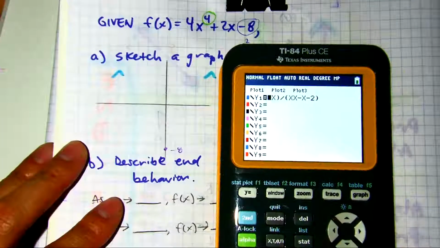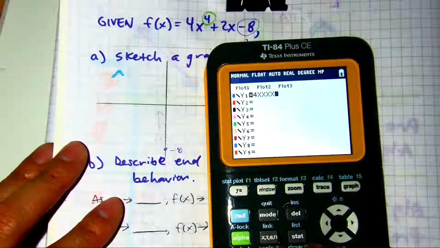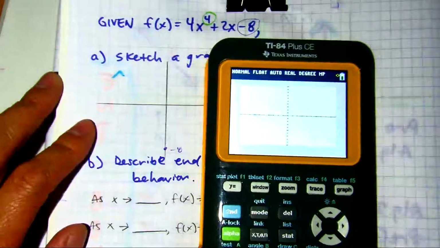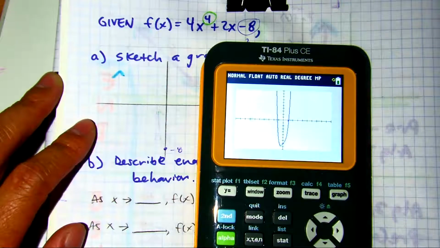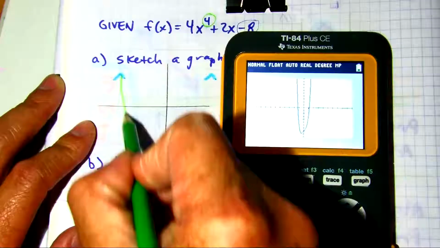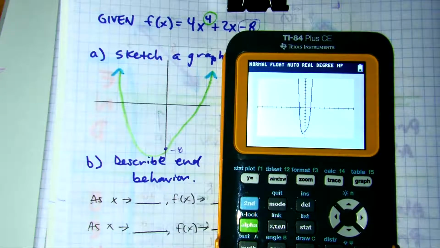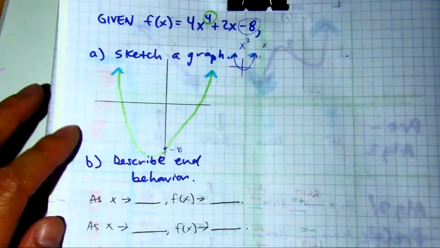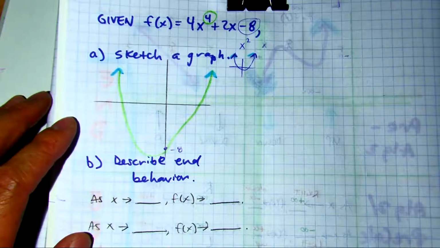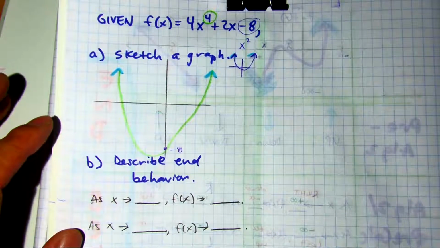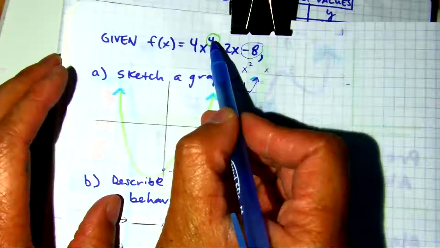Let's just double check our guess: 4x to the 4th plus 2x minus 8. Now, some students even mention the words, it looks kind of quadratic-like, right? Same family, even degree. Now, pay attention. This does not mean even symmetry. Even symmetry means it folds. Do you see the difference? Even symmetry, this is even degree. So two different things.